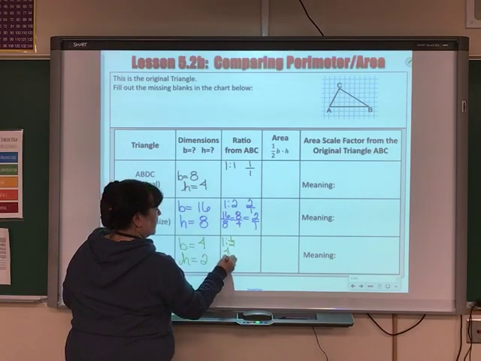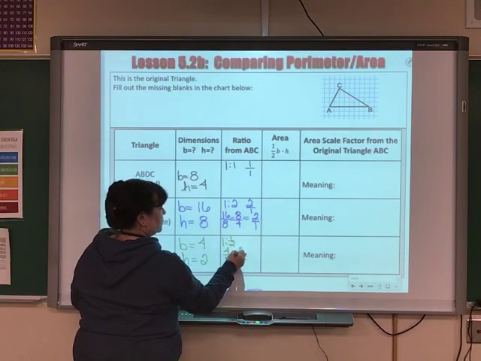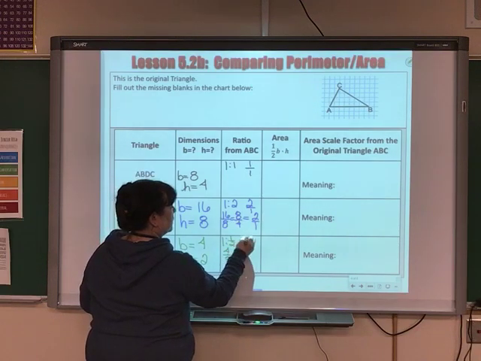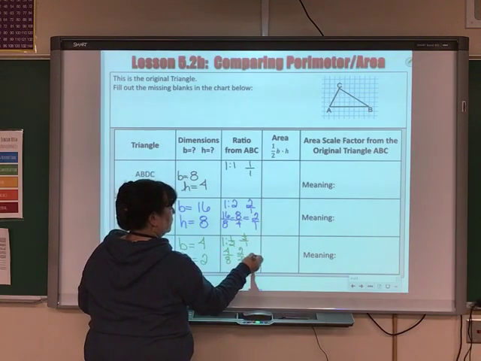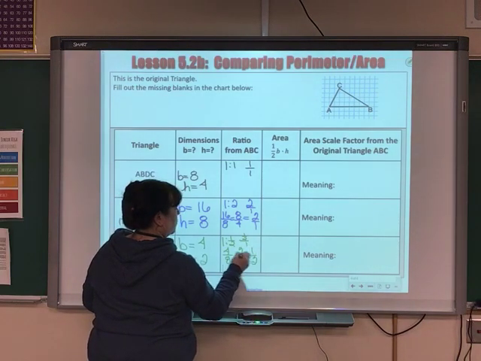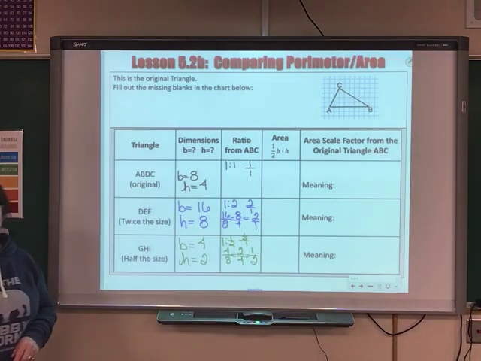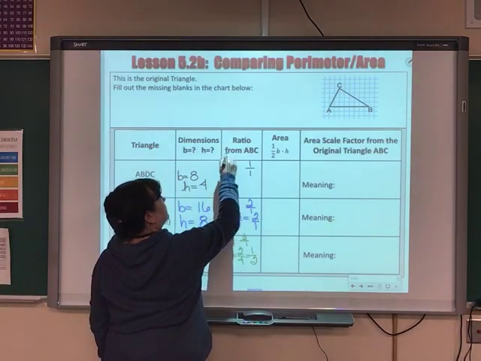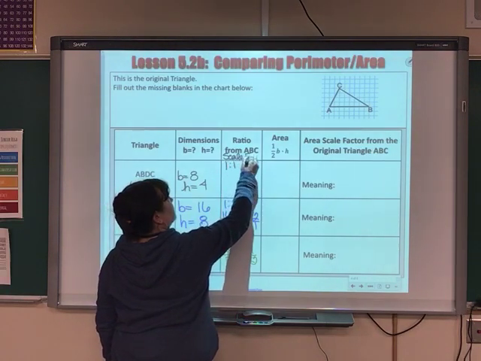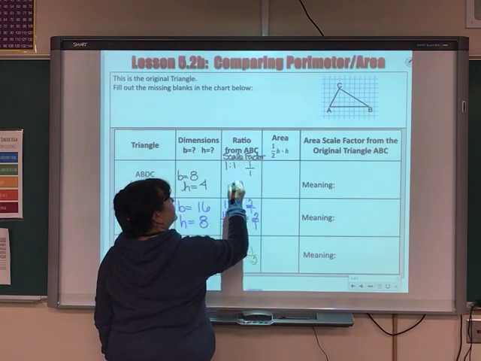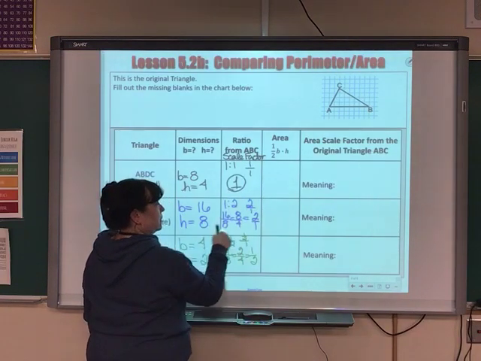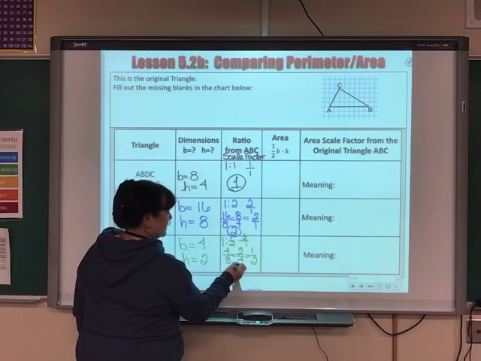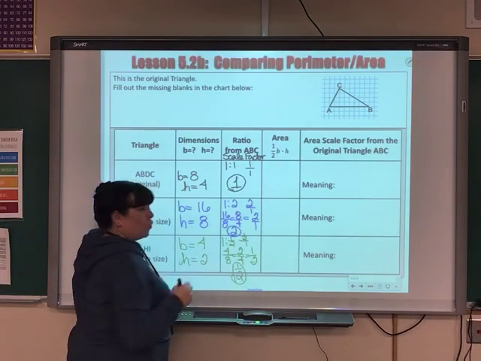4 is to 8, 2 is to 4, and if we did this, we would be putting 1/2 over 1, which we all know is the same as 1/2. Now we can also look at these as our scale factor. So if we wanted to include this as the scale factor, we would say that this has a scale factor of 1, this has a scale factor of 2, and this has a scale factor of 1/2.